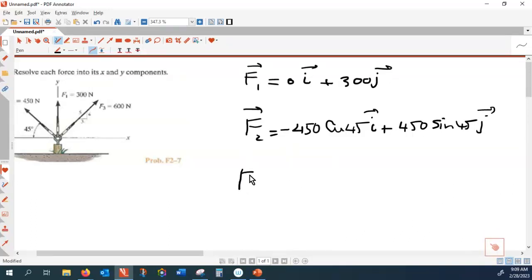And what about F3? F3 is 600 times the cos of the angle. Cos of that angle is 3/5, isn't it? Plus the magnitude of F3, which is 600, multiplied by sine of this little angle. Sine is opposite divided by hypotenuse, which is 4/5.